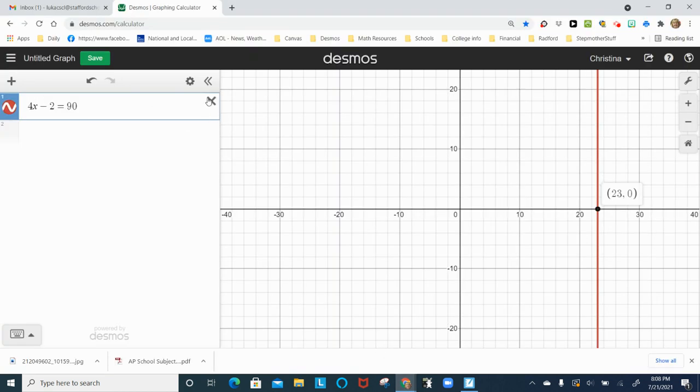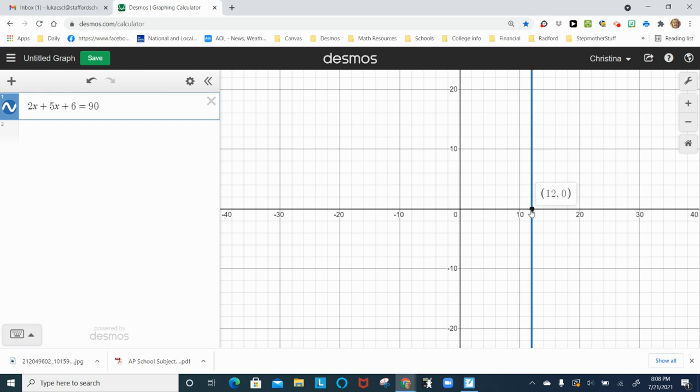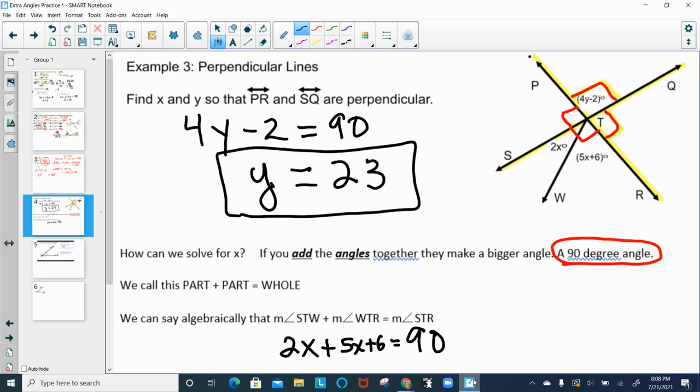So again, I'm going to go over here. I was typing and it wasn't in there. There we go. Do that all the time. Equals 90 degrees. And I am getting, looks like 12 for my answer. Wonder if any of you guys got that. And that is X. It didn't ask for that, it just wanted us to find X and Y.